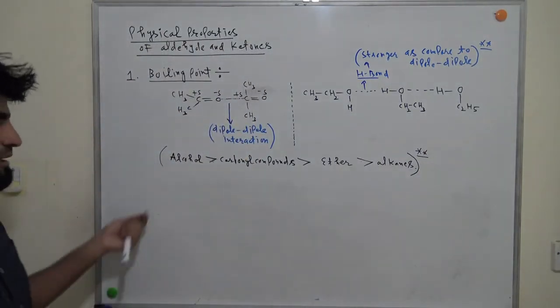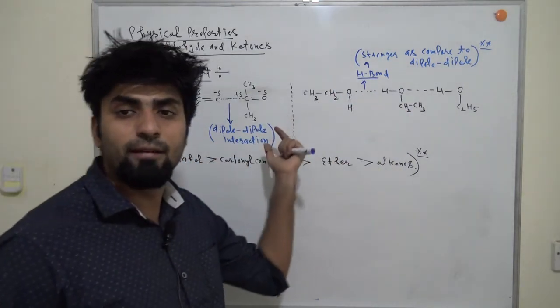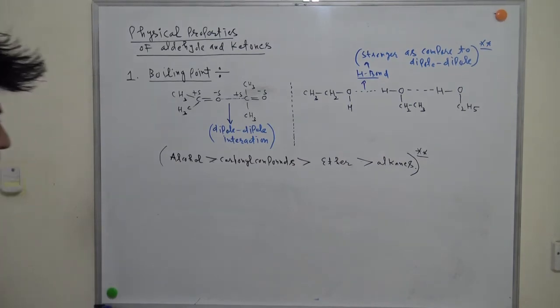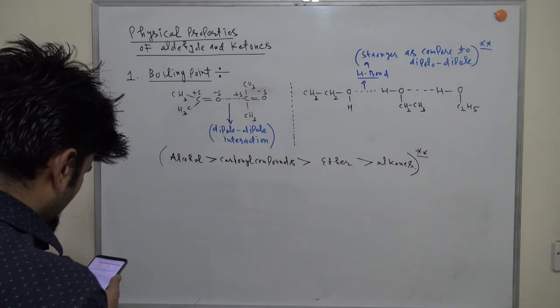So why does alcohol have more? Because it has hydrogen bond. Why are carbonyl compounds intermediate? Because of dipole interaction. In ether it is less as compared to carbonyl compounds. We will get more clarity from the questions.